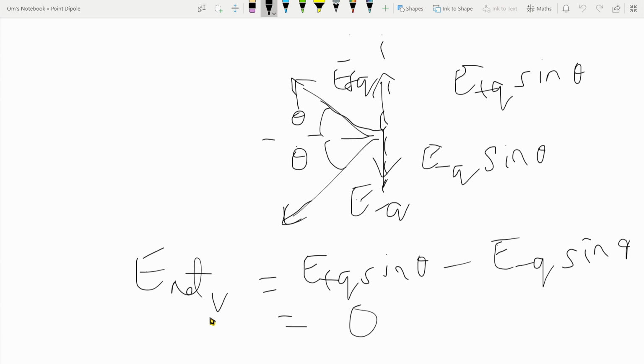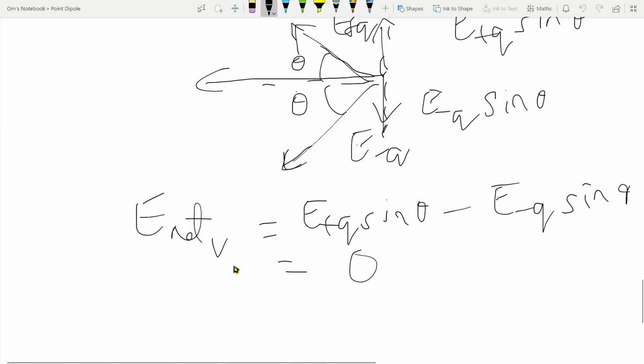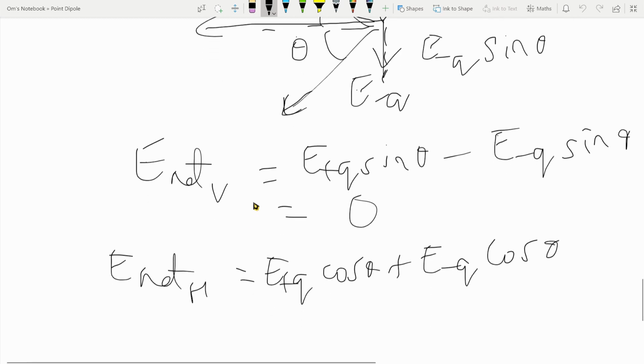So the end result is that we don't have a vertical component. We only have a horizontal component that sort of points over here. And what is this magnitude? Well, that is simply E net horizontal is equal to E plus Q cos theta plus E minus Q cos theta, and again E plus Q is equal to E minus Q in magnitude. So this is simply equal to, I guess you could say, 2E cos theta.